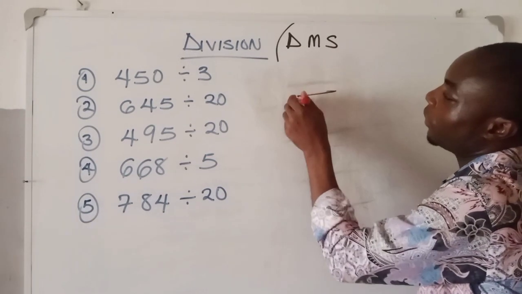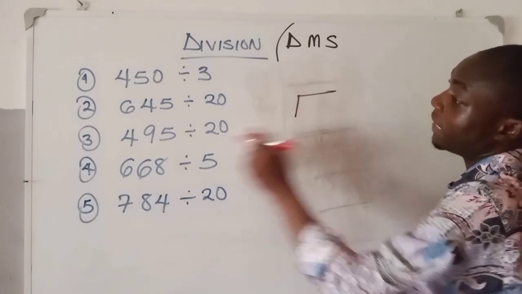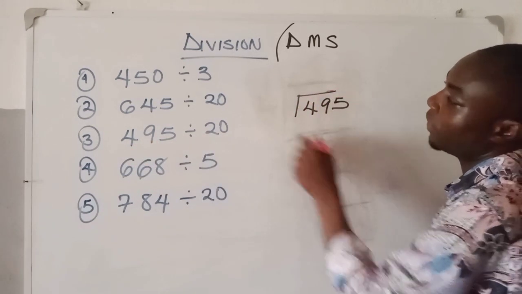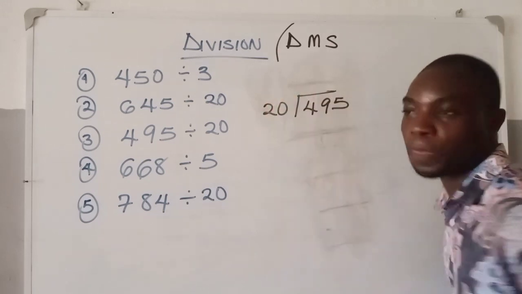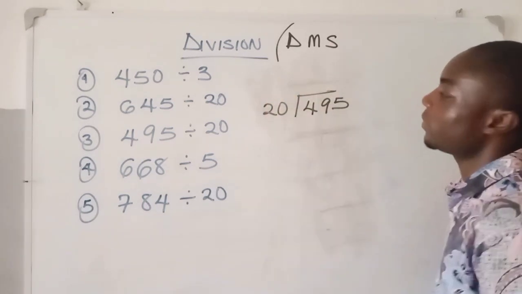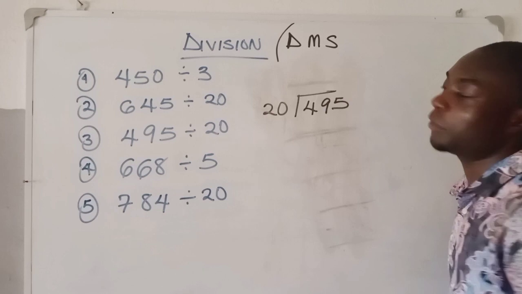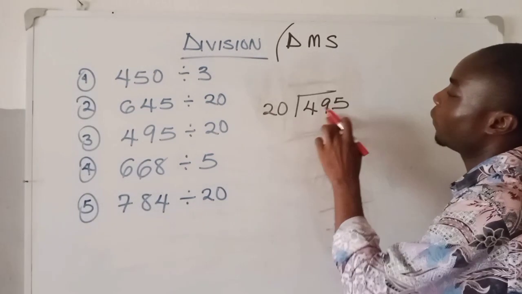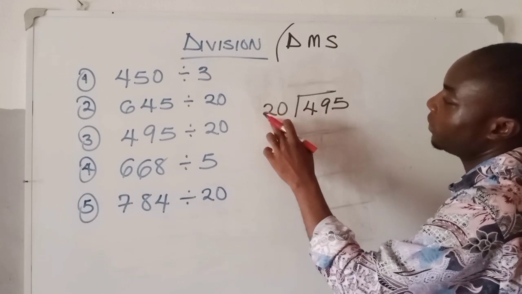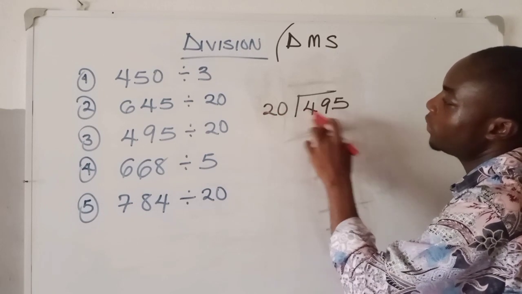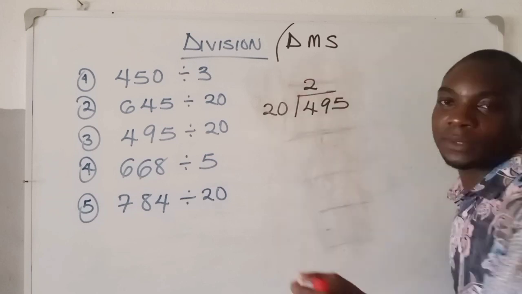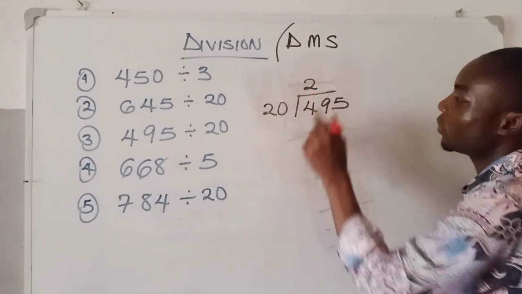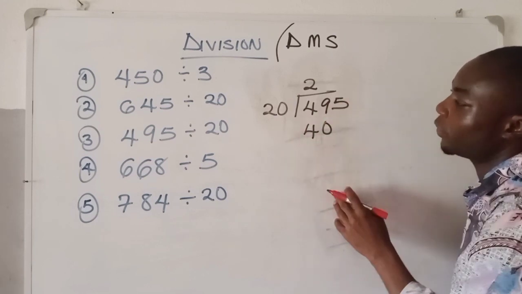So we have 495 divided by 20. All right, so keep repeating the same process: division, multiplication, subtraction till we get to the final answer. So 49 divided by 20, or 20 into 49, we can have that two times. We've done the division part, so now let's do the multiplication. 20 times 2, we have 40.